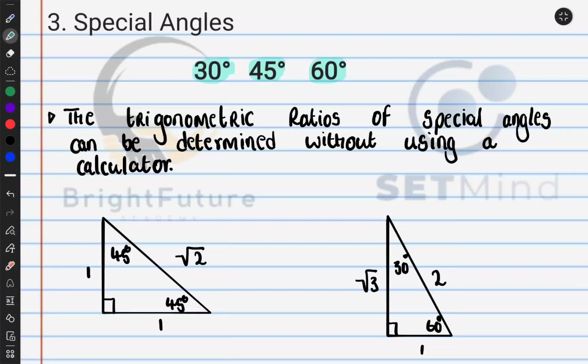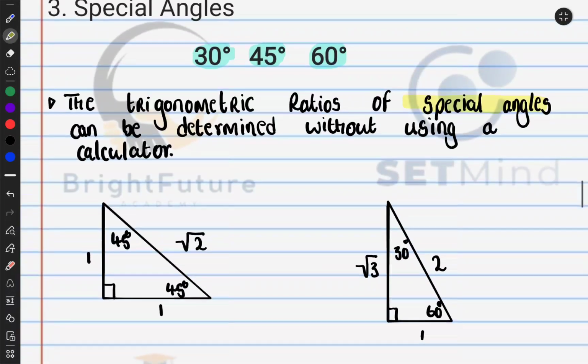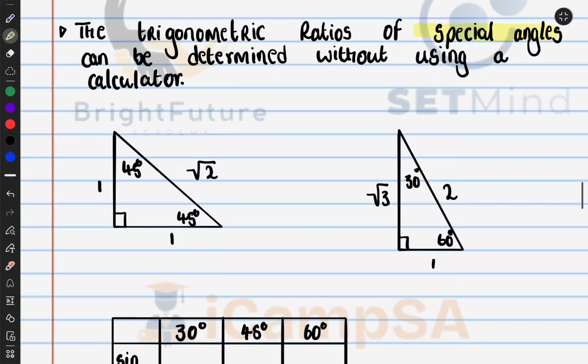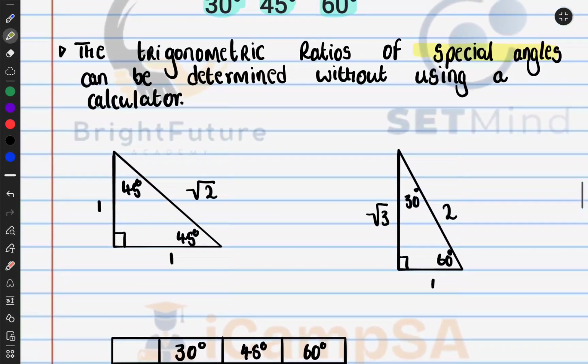We call these three angles special angles because their ratios can be determined without using a calculator. So the trigonometric ratios of special angles can be determined without using a calculator, and this is why we call them special angles. And in order to do that, we have to make use of the following two triangles.